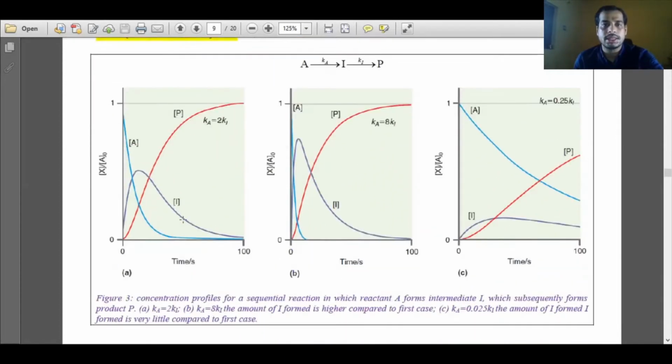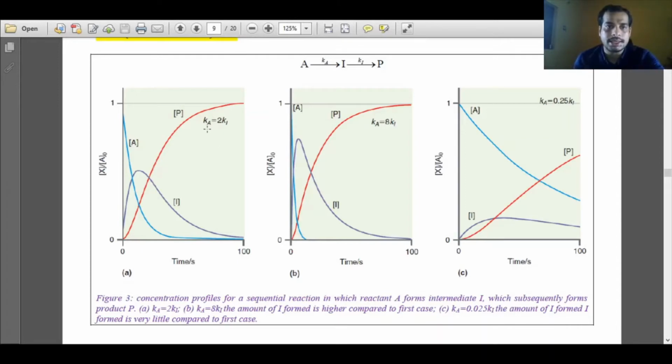So we will understand this phenomena in a graphical manner. A is forming I and further I is forming P. This is a general expression. The rate constants are Ka and Ki. Ka is the rate constant for formation of I, intermediate, and Ki is the rate constant for formation of P. We will consider three different conditions.